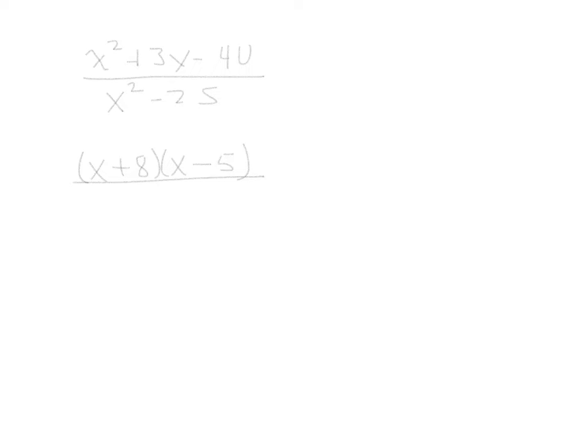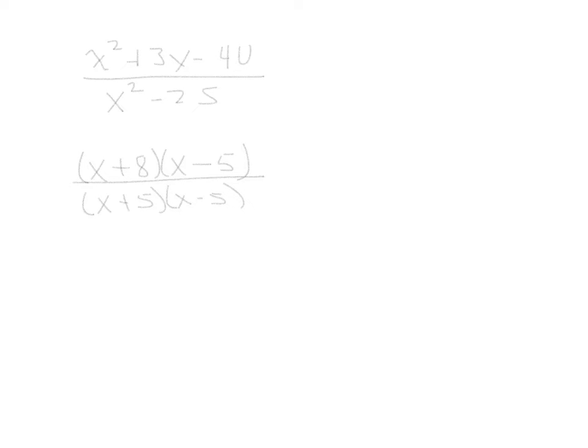For factoring the bottom of the fraction, it is a difference of two squares. Since both are perfect squares, take the square root of both of those, and we will add 1 and subtract 1 into our two parentheses.